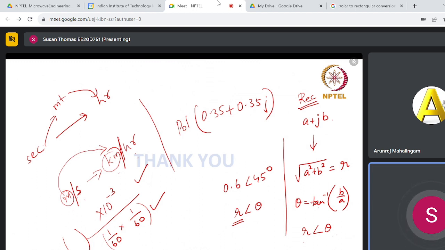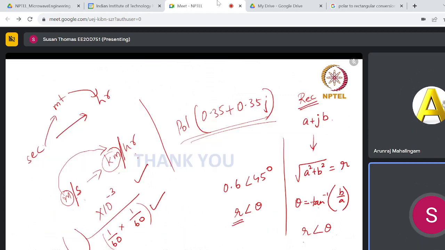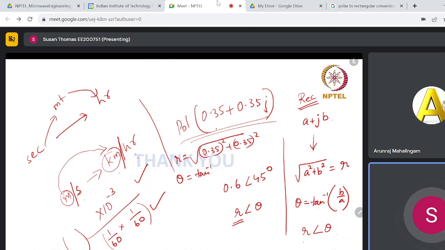So that is simply how we evaluate rectangular to polar and polar to rectangular. Suppose your calculator supports it, you can directly take the polar of this complex number. If it doesn't support it, you can use this format. For example, in this case, square root of 0.35 square plus 0.35 square will be R. And theta will be tan inverse of B by A. B and A are the same, so tan inverse of 1 will come. That is pi by 4 or 45.